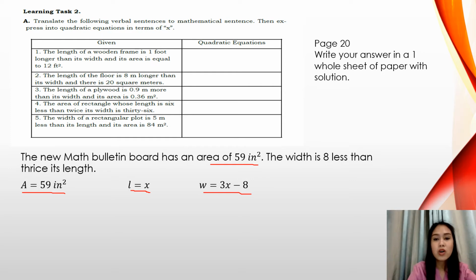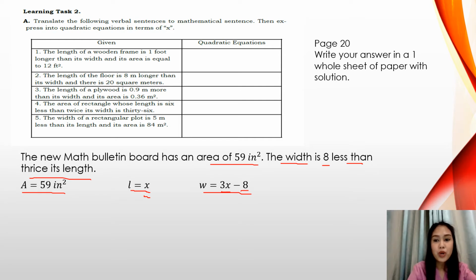Why? Because it says the width is 8 less than thrice its length. We multiply 3 times the length. Since we do not know the measurement of the length, we assign it as x. So that would be 3x. Thrice its length represents 3x. And 8 less than is minus 8.